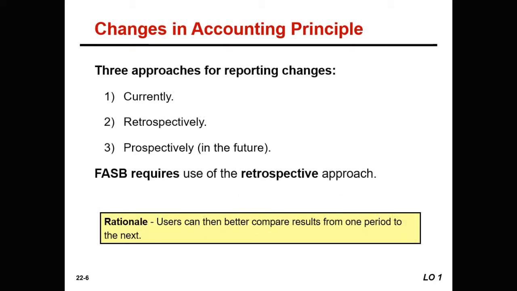There are three approaches that are used for recording the effect of changes in accounting principles. Report changes currently. Report changes retrospectively, meaning it goes backwards. And report changes prospectively, into the future. FASB requires that companies use the retrospective approach. Then users can better compare results from one period to the next.